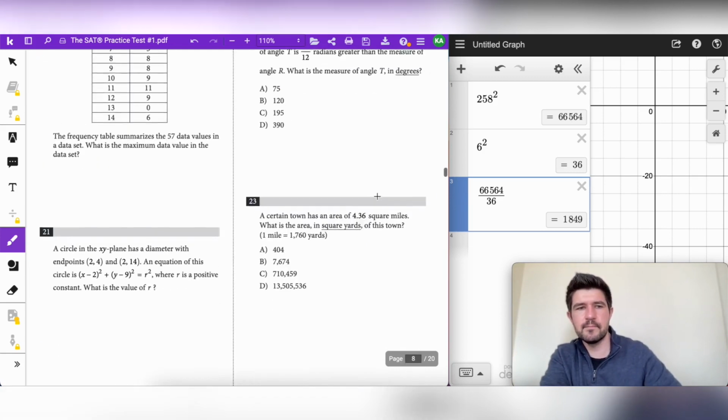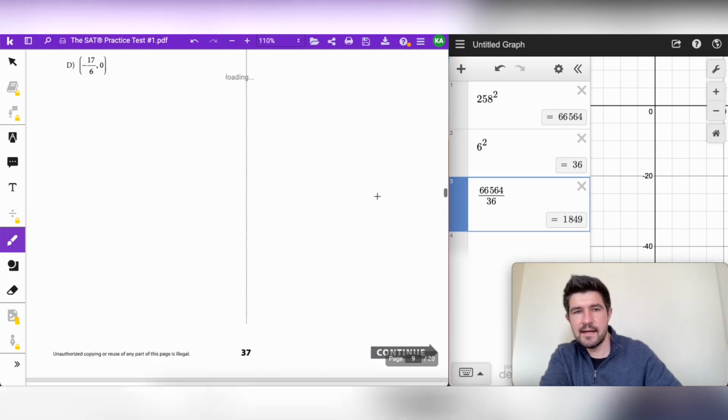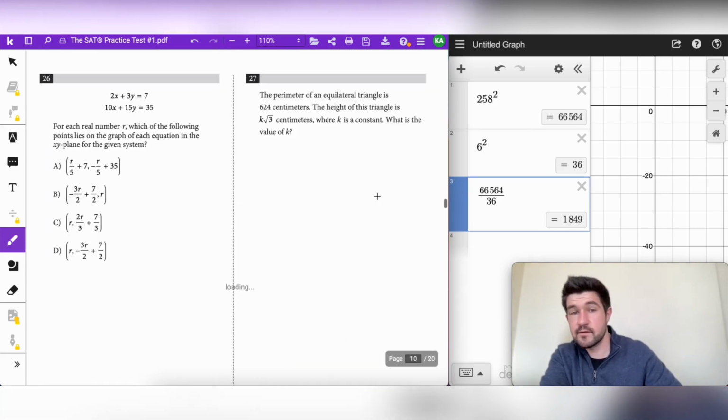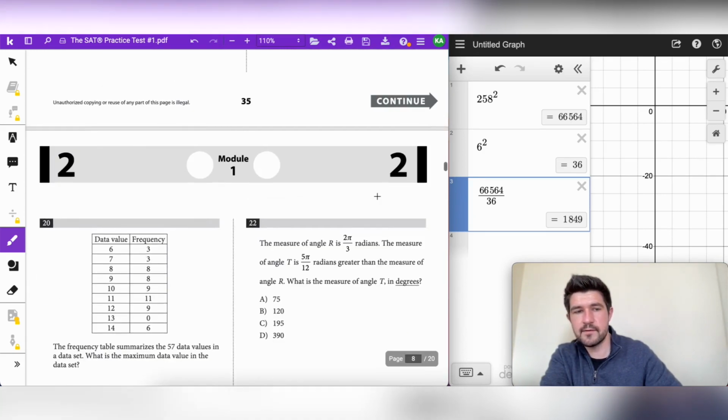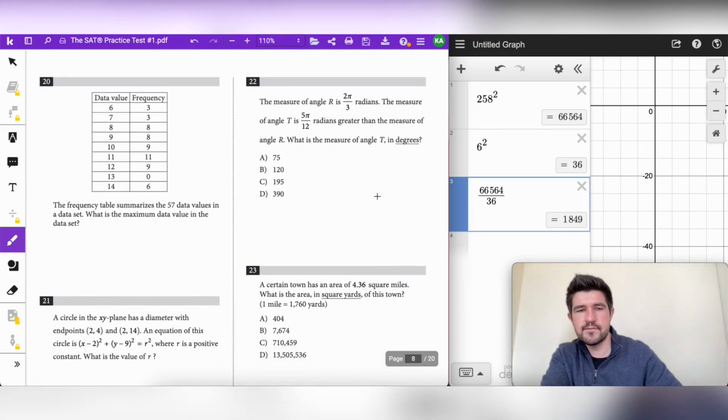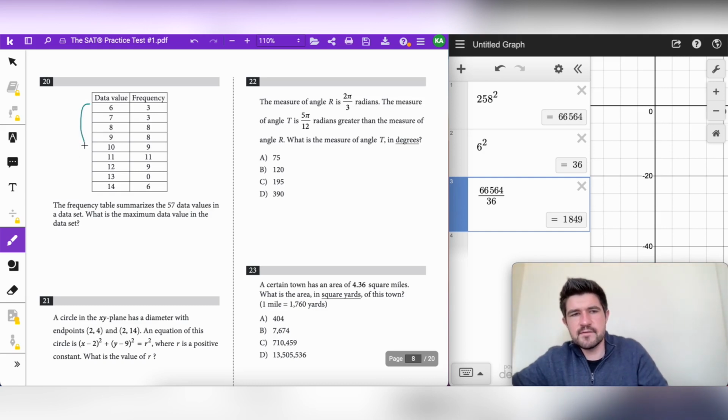What about number 20? Man, I haven't looked at this. I don't even know how many questions there are. 27? All right, we're making good progress. So number 20, here's a frequency table. What's the maximum data value in the data set? All right, these are tricky for a lot of students, but this is how you read it. So these are the different values in the data set, from 6 all the way up to 14. And the frequency column tells you how many times that number appears.